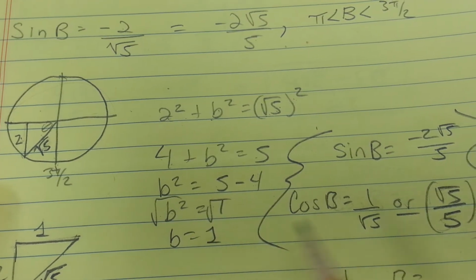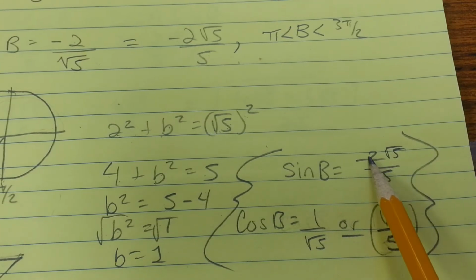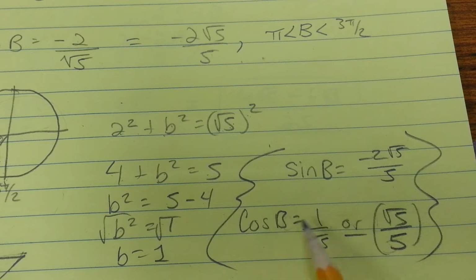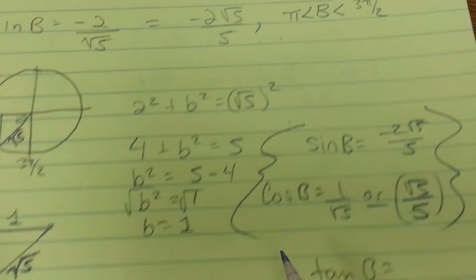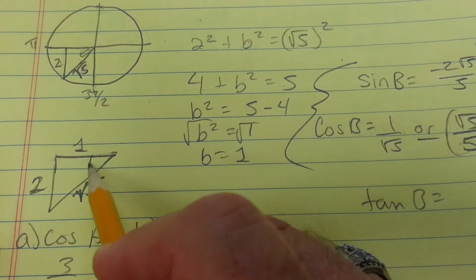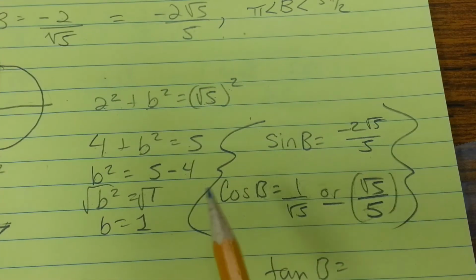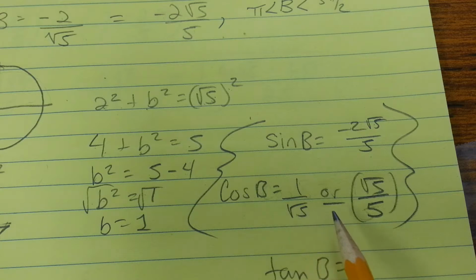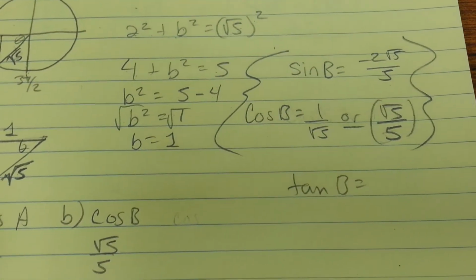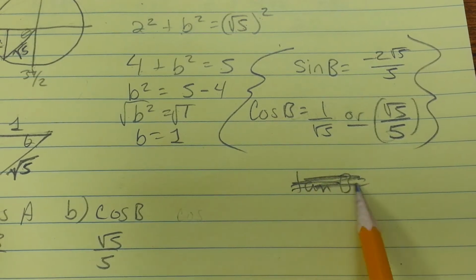So now I've got sine is negative 2 root 5 over 5, and cosine is 1 over root 5. That's going to be what? Here's our 2, 1, root 5. Here's our theta. I rationalize that denominator and I come up with root 5 over 5, okay? We're not going to need tangent here, okay?